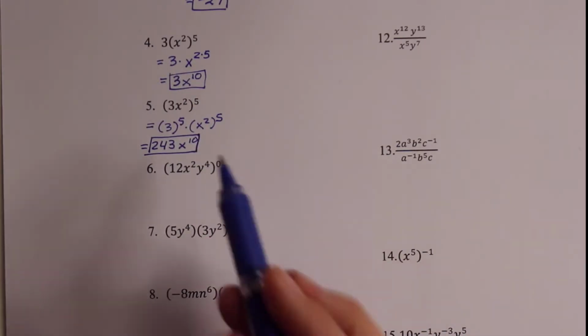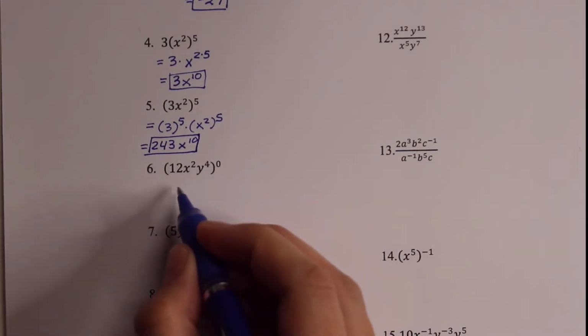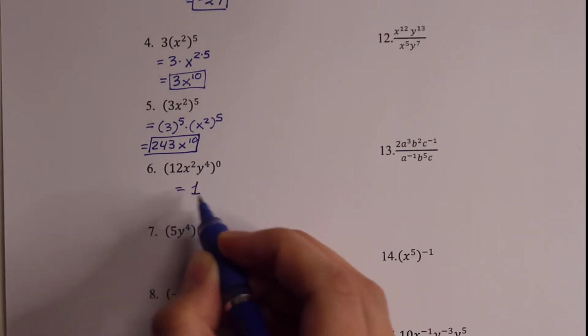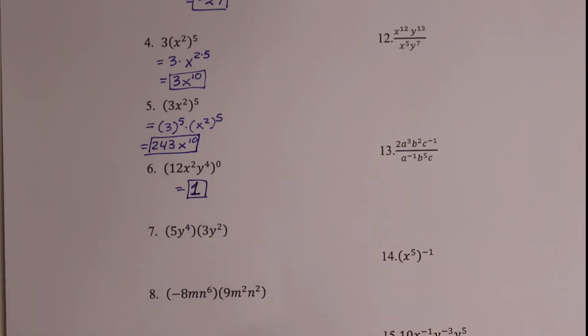Number 6, this whole quantity to the 0 power. So this one's fast. This is just 1. Remember, anything to the 0 power is 1, except 0 to the 0.